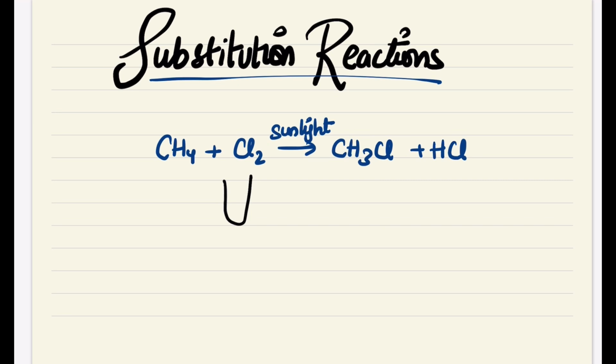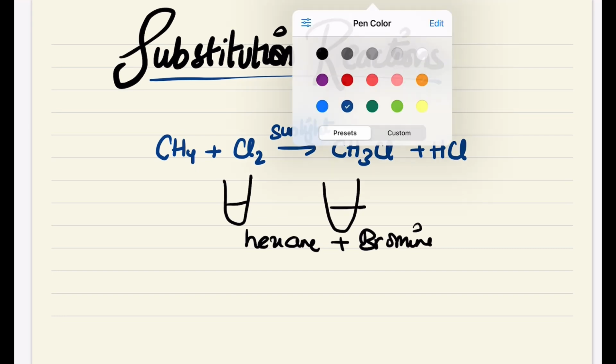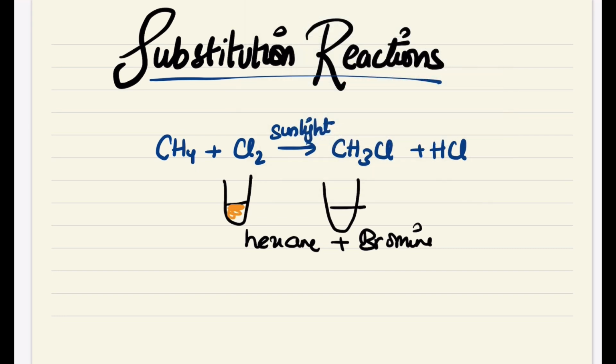So you would need 2 test tubes, right? Both of them containing, say for example, hexane. And to this, you need to add bromine, right? So initially, both of them are orange colored, because bromine is orangish brown when it's a liquid. So both of them are going to be this color.